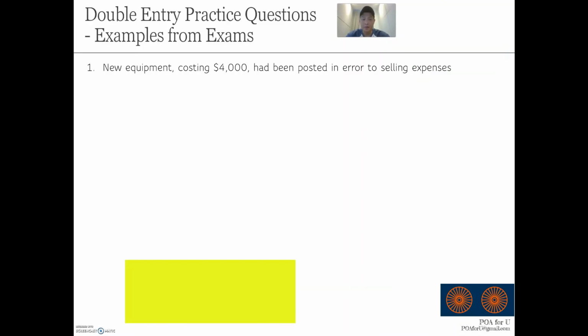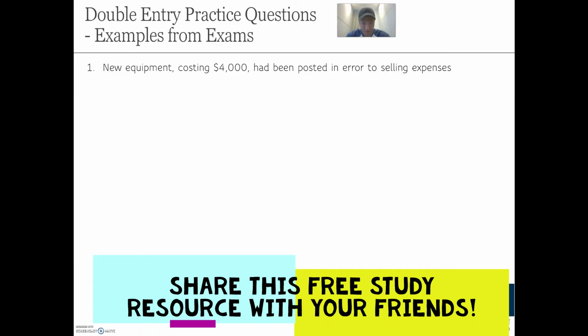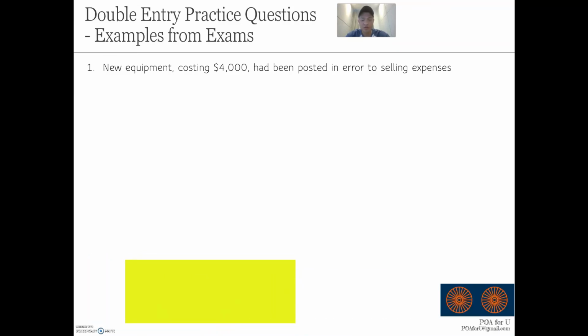So in this slide, we have some transactions from exams, and these are from paper 2 question 1 exams. Now you need to figure out here what are the journal entries that will come about as a result of reading these statements or activities or transactions.